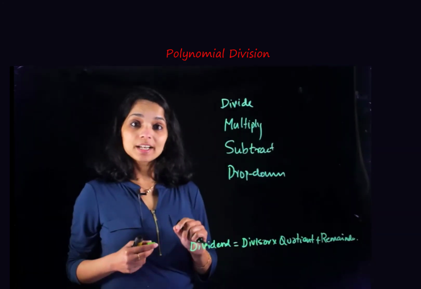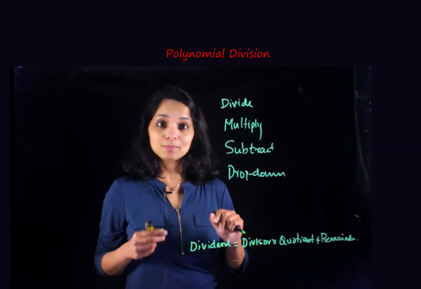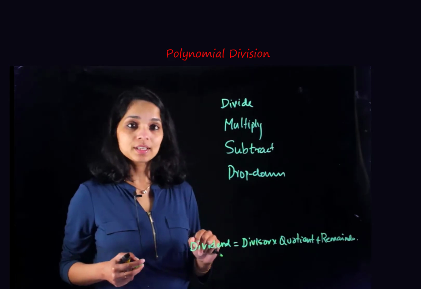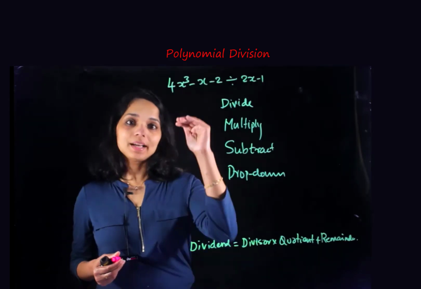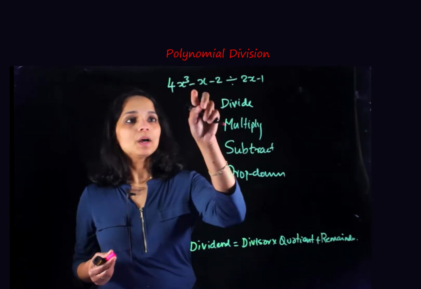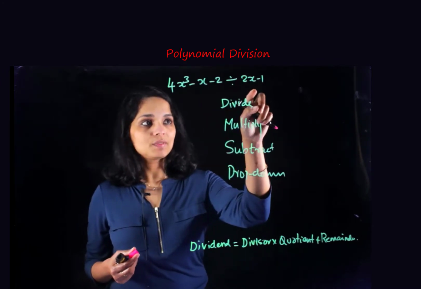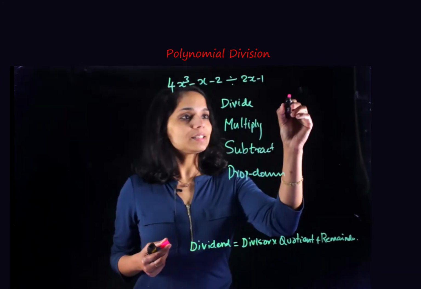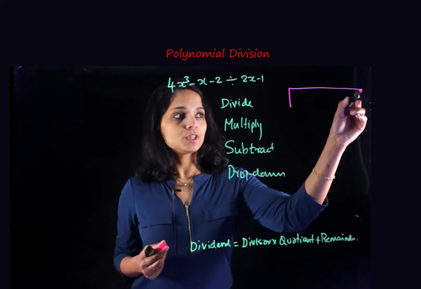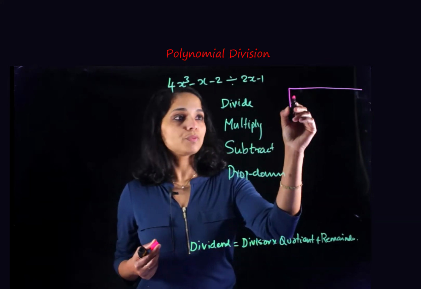The process of dividing a polynomial by another polynomial follows pretty much a similar process. Let's run through that process by taking an example. 4x cubed minus x minus 2 divided by 2x minus 1. Let's write it down in a similar format as we usually do with numbers. So it's 4x cubed.